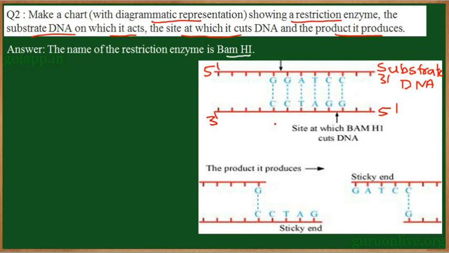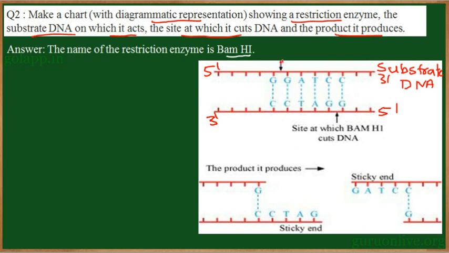Such sequences are called palindromic sequences. We can read it in the same way, that is from 5' to 3', and in the opposite strand also it runs in the same way from 5' to 3'. Now, this BamHI makes a single stranded cut. It cuts the DNA in only one strand.